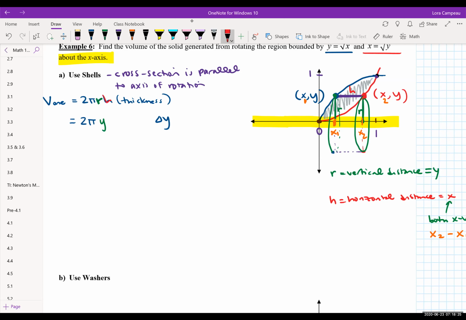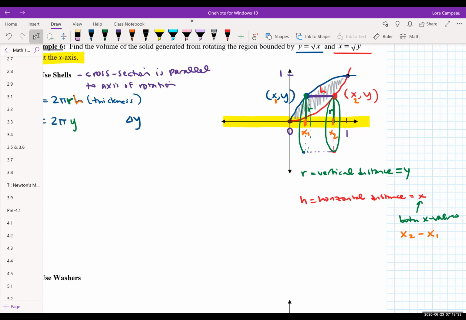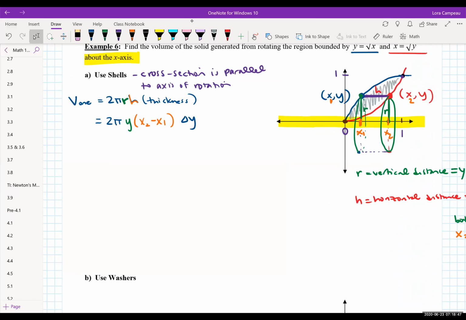H, and maybe I'll do it in orange because I had it in orange. H has to do with horizontal distance. And we already figured out that it's the difference of the two x's. So we said x2 minus x1. So we have the idea. But what do we need? Delta y, or dy, means everyone has to be in terms of y. So the very last idea is trying to understand what is x2 and x1 in terms of y. So we're going to change this.